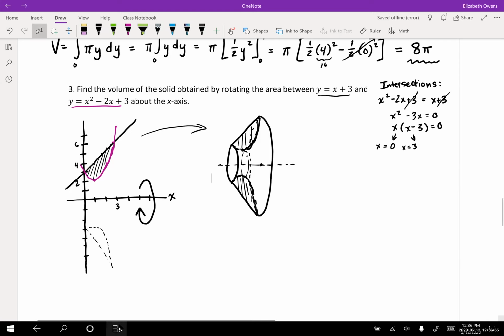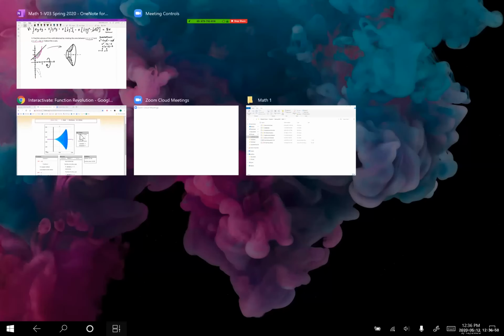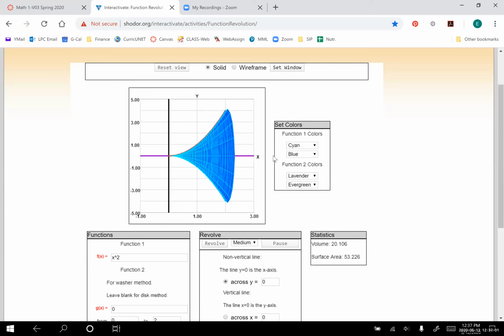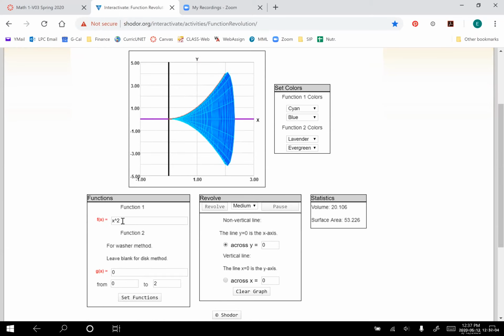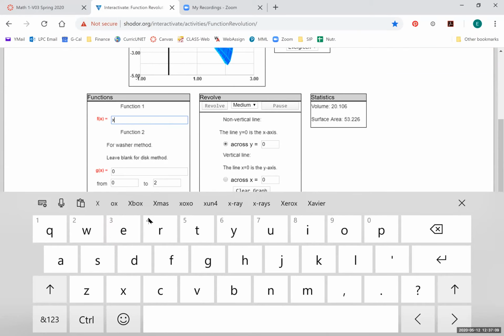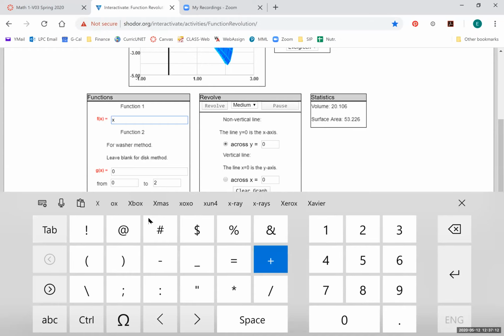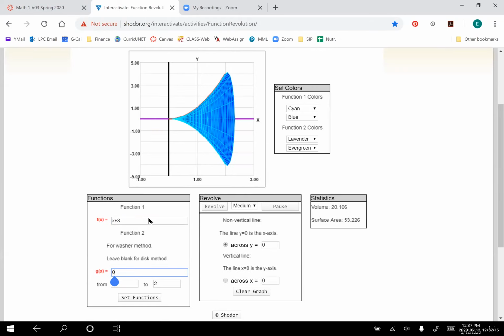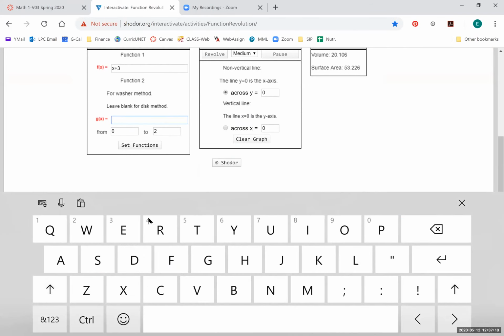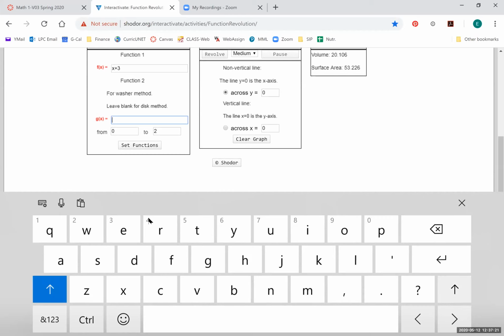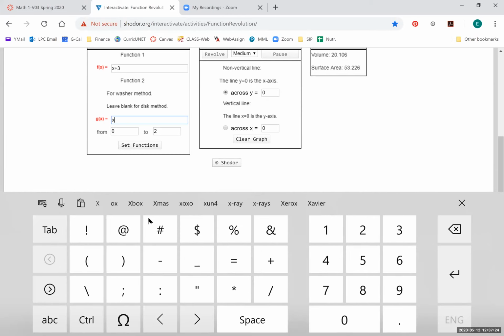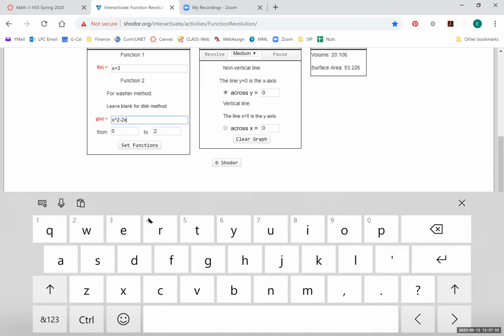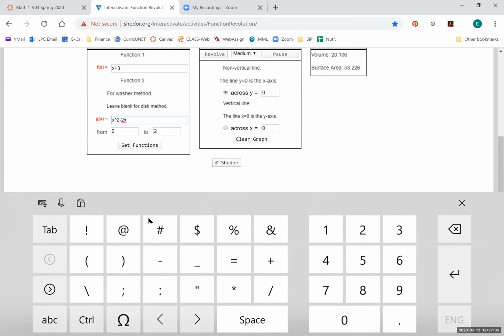Let's graph this one on the website as well, just so we can really see our donut in action. So let's take our two functions here: y equals x plus 3, and then our second function, lowercase x squared minus 2x plus 3.